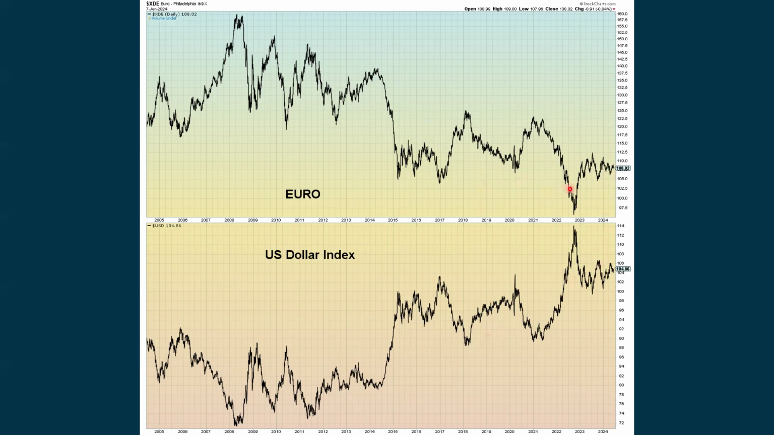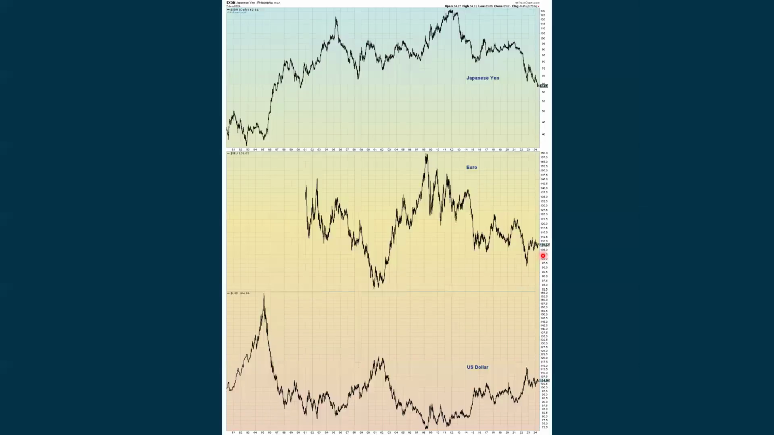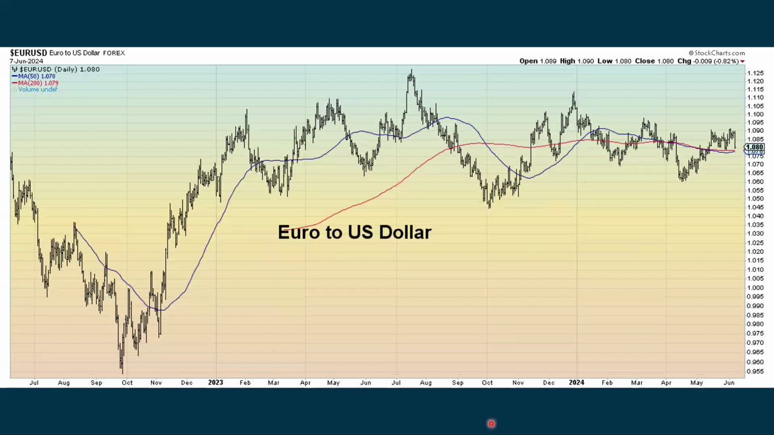And these are almost a mirror image of the two. Then we plot another one, the Japanese yen on top, which has really been declining, the euro, which is in a downtrend compared to the dollar, and then the dollar index down below. Then I have a breakout chart here.